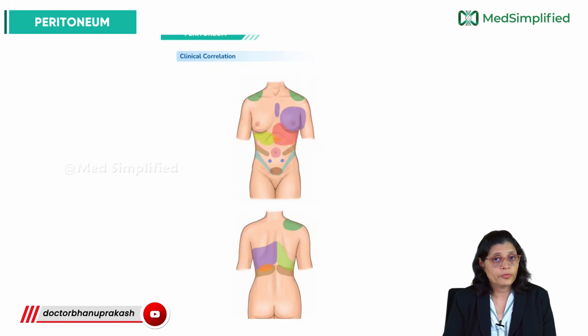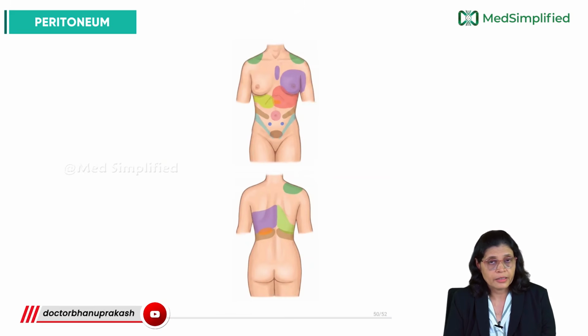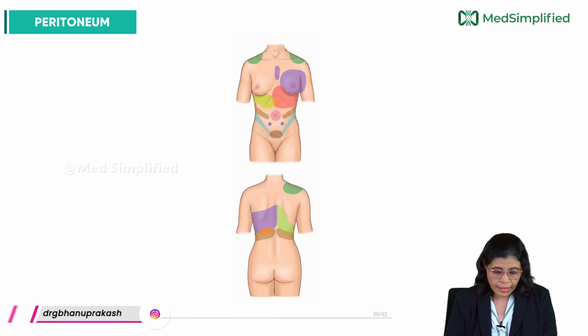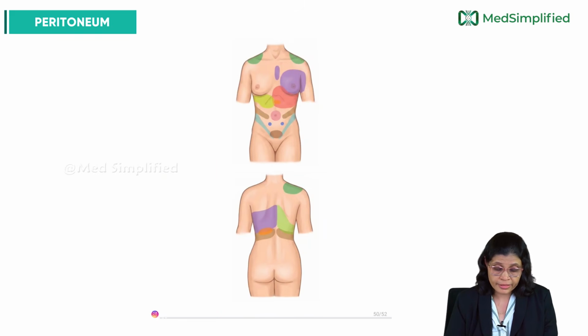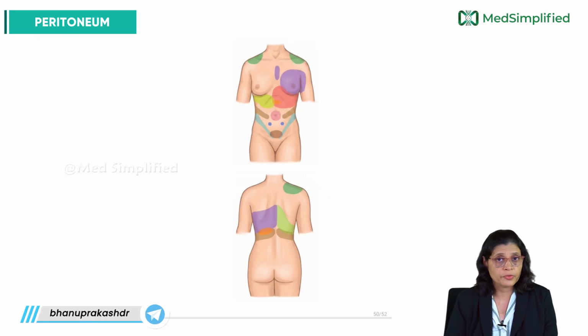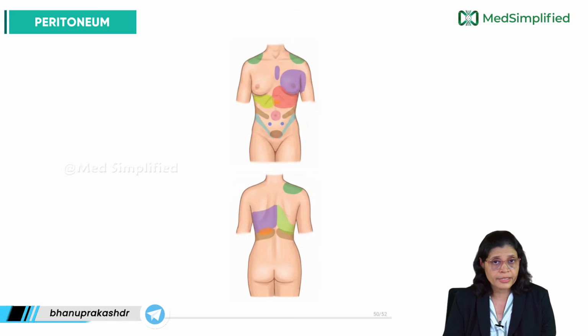Then the referred pain of organs. The visceral pain can be referred to different parts of the body because of the same spinal segment innervation. For example, appendicular pain is felt around the umbilicus. Gallbladder pain is felt around the tip of the shoulder. And cardiac pain is sometimes felt behind the retrosternum, radiating along the left arm. This is all because of the same spinal segment which supplies the viscera as well as that part of the skin.